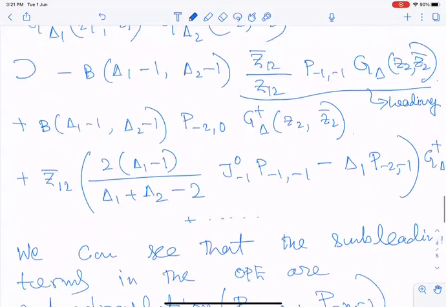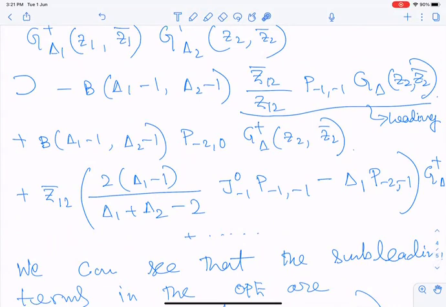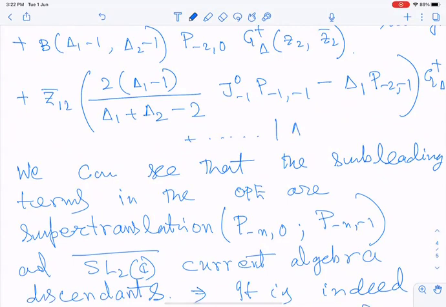You just look at the subleading terms and see if they can be written as descendants of this. I did not mention one thing, which is that here the delta is given by delta 1 plus delta 2 minus 1.